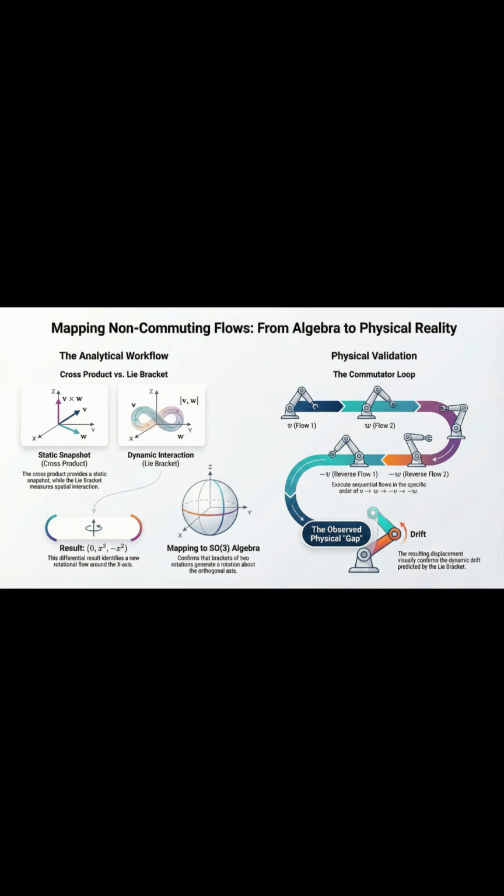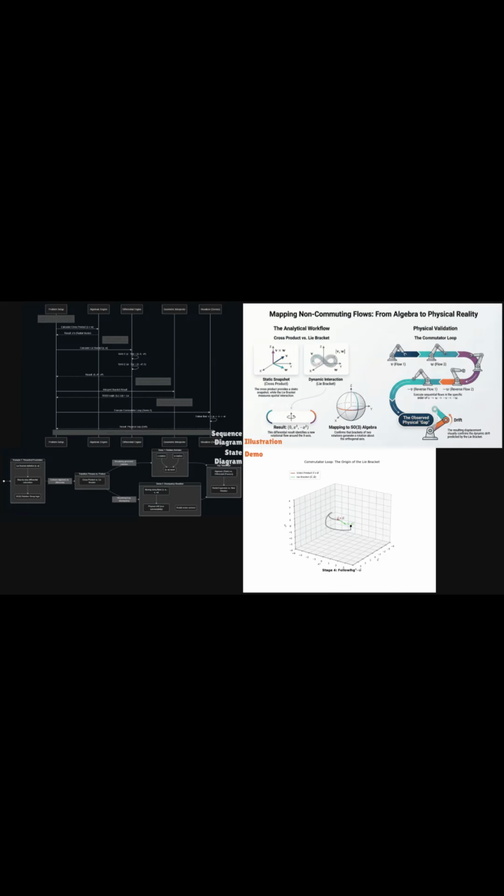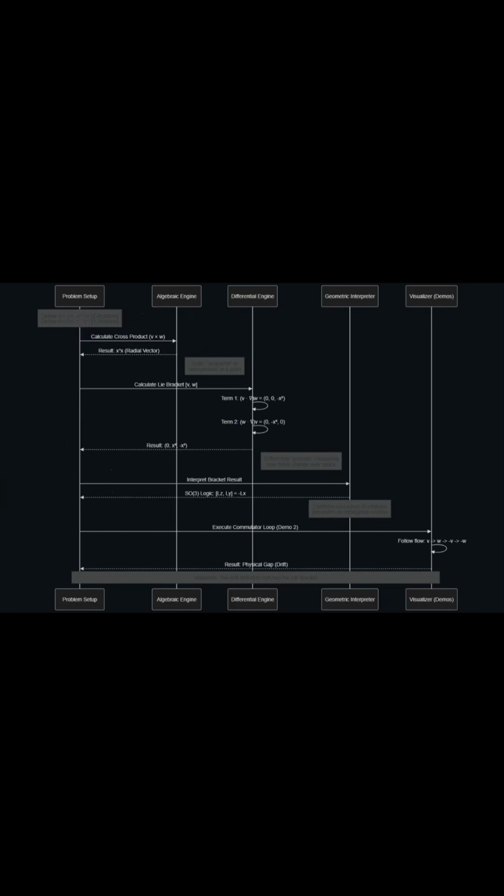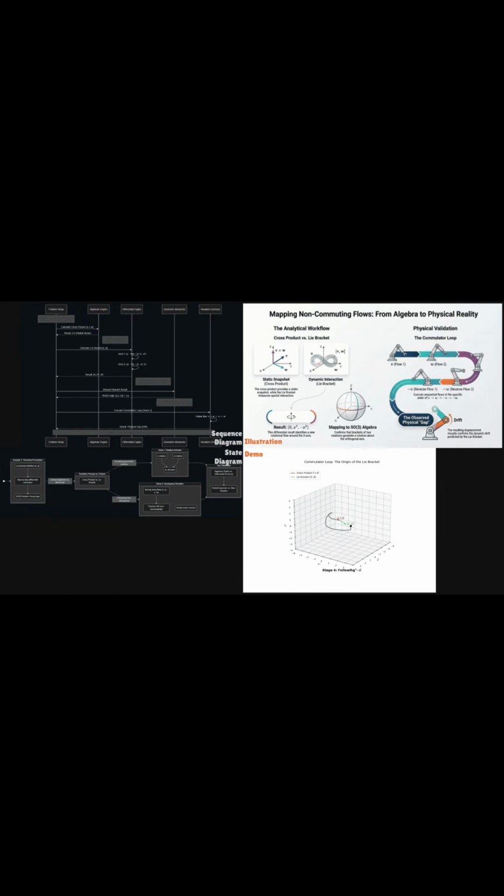The final synthesis. The state diagram concludes by contrasting two ways of looking at geometry: a static snapshot that merely finds a perpendicular direction and a dynamic process that explains how movement evolves over space.